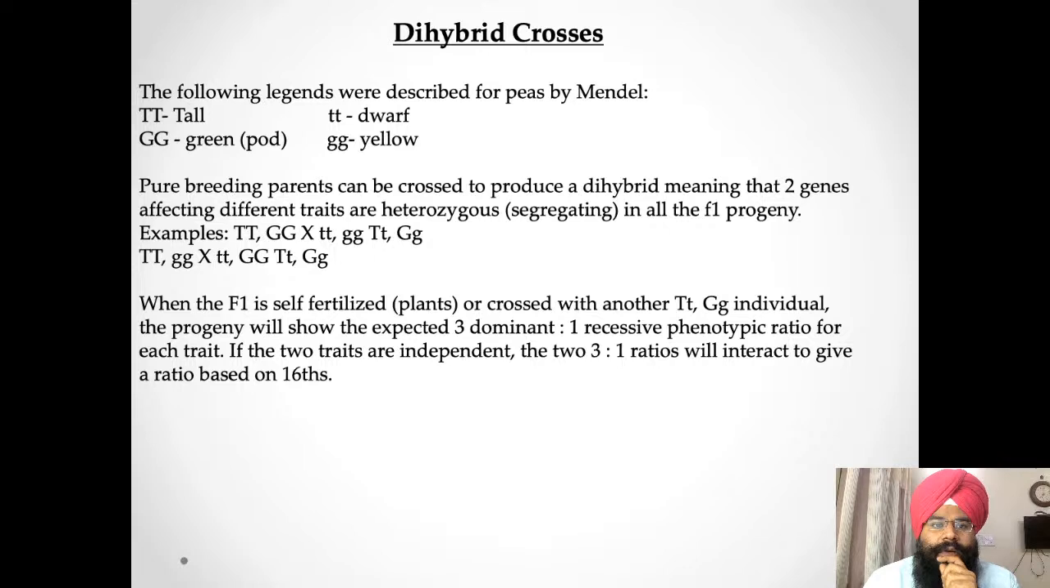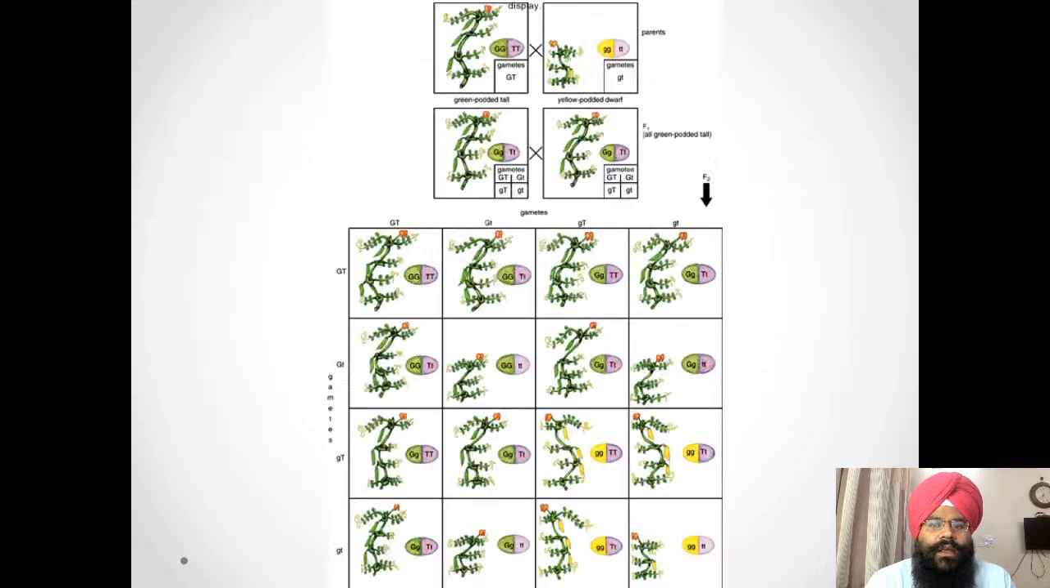Then this is a dihybrid cross. These are the traits described for the pea by Mendel. We take two traits in this: tall, green pod, and dwarf, yellow pod. This is how we do it. Pure breeding parents can be crossed to produce a hybrid, dihybrid, meaning that two genes affecting different traits are heterozygous. When F1 is self fertilized or crossed with another, the progeny are expected to have a 9:3:3:1 ratio. So here is the dihybrid cross.